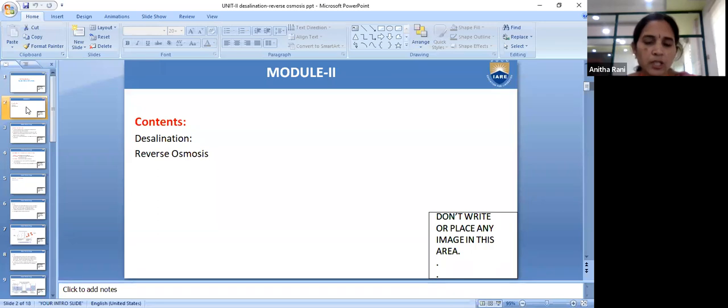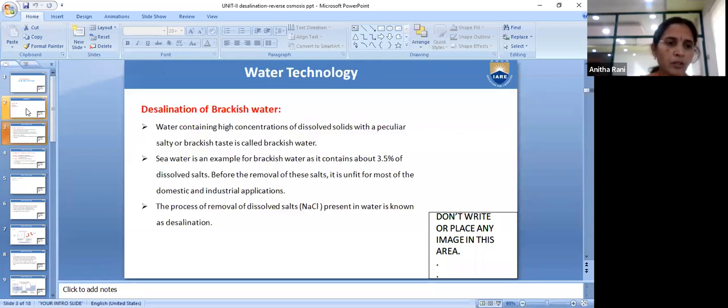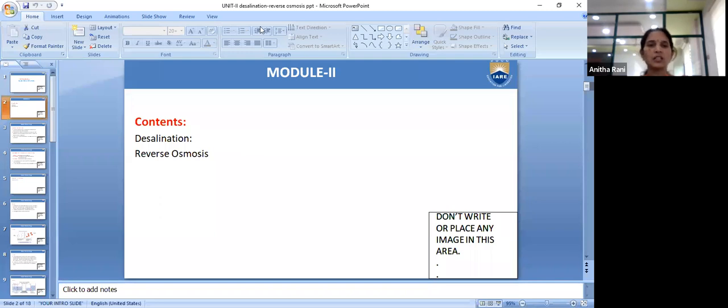Next, the ion exchange process, that is external treatment of water. Then potable water. This is the last topic, and the last topic is desalination.